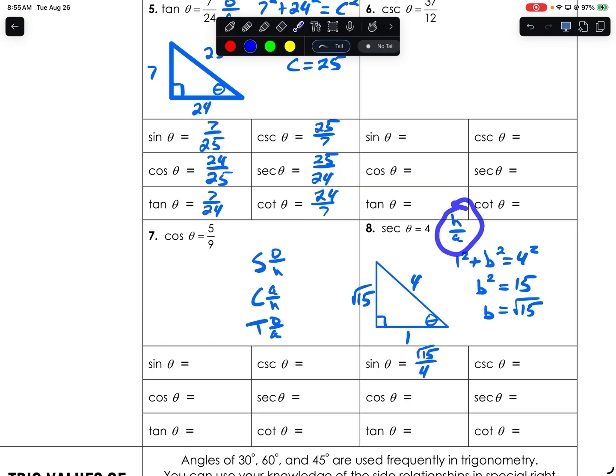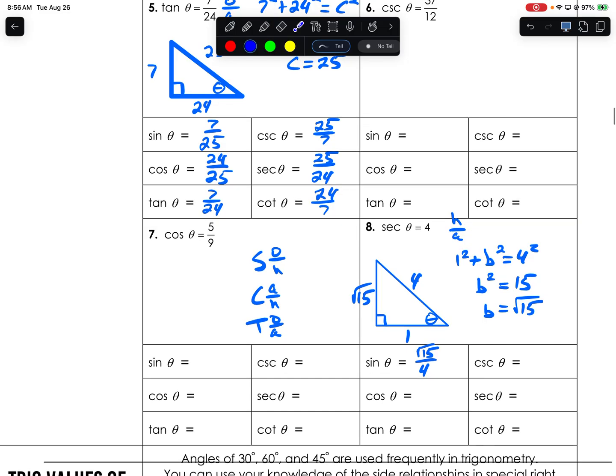Okay? So then I draw a random triangle. Any old triangle, it just has to be a right triangle. And I just choose where I want this theta to be. It doesn't matter at all. So I know that secant is hypotenuse, so 4 has to be hypotenuse, because 4 is on top. And then adjacent is what? 4 over what? Doesn't change the value of 4. 4 over 1. So that's why a 1 is on the adjacent side.